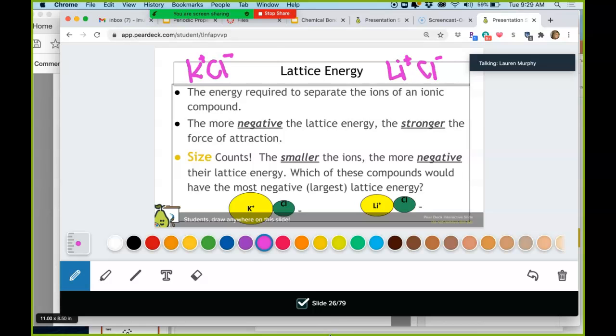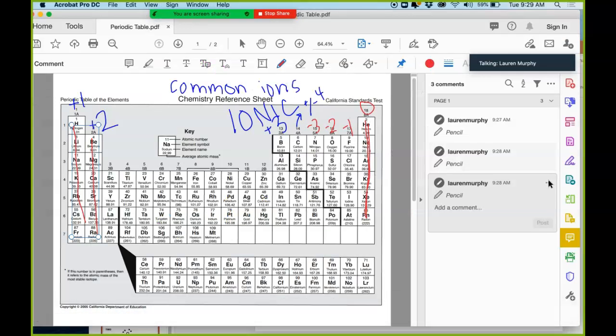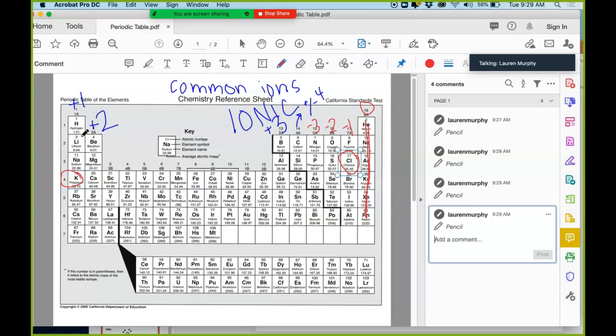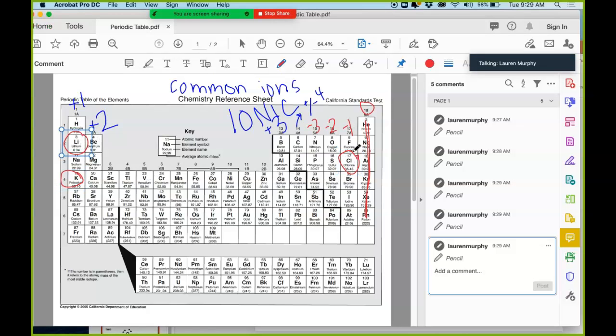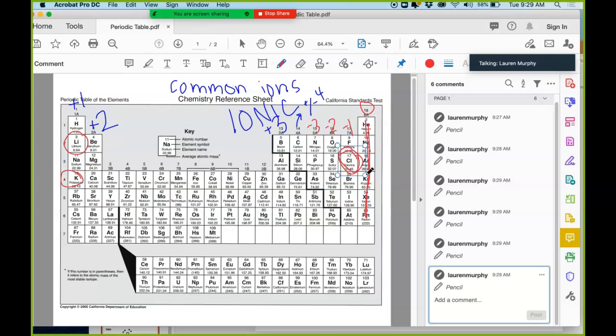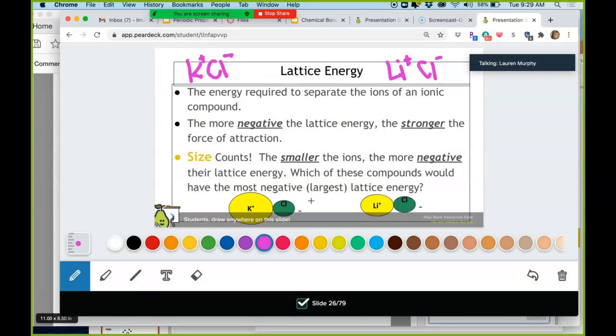So let's look back on my periodic table just to make sure I did that right. Potassium +1, chlorine -1. Perfect. Lithium +1, chlorine -1. So they're the same amount of charge, which means charge is not going to be the factor. The factor is going to be the size again. Chlorine is the same in both of them, so it's not going to be chlorine. Well, this is technically called chloride, okay?